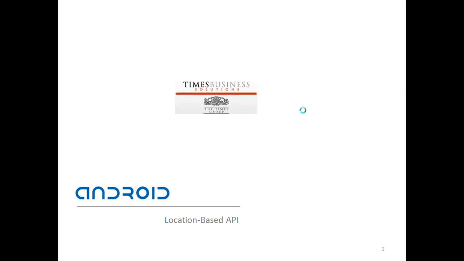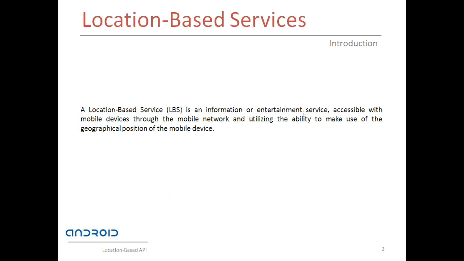What are location based services? A location based service is an information or entertainment service accessible with a mobile device through the mobile network and utilizing the ability to make use of the geographic position of the mobile device. A mobile device with accurate location awareness is very powerful. Combining location awareness with network data access is world changing, and this is where Android shines.